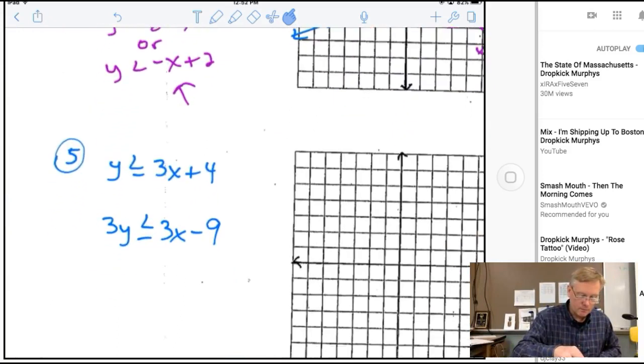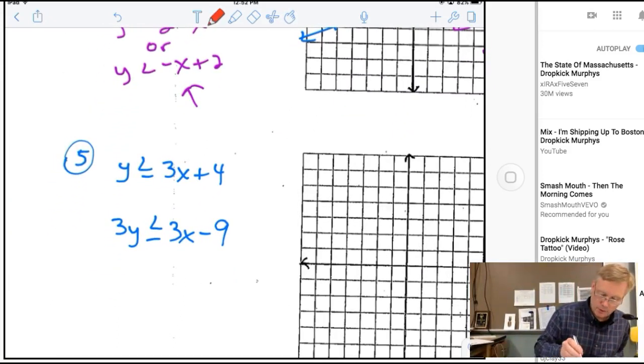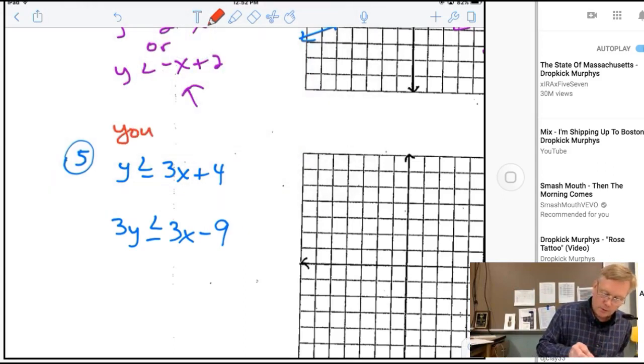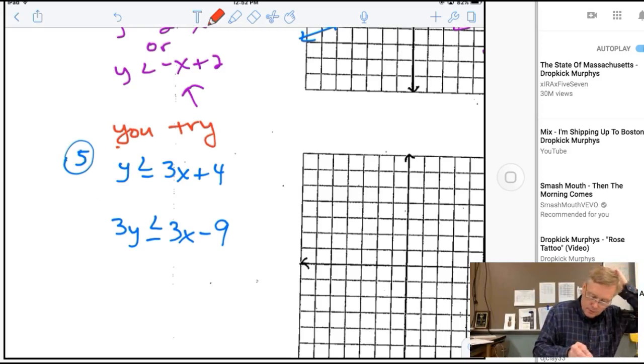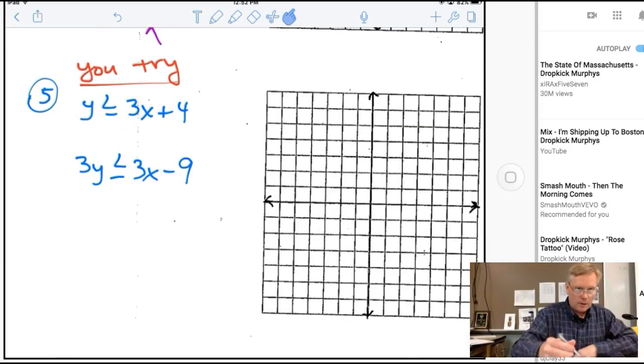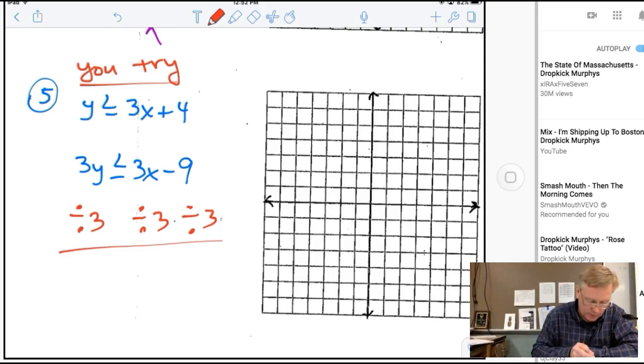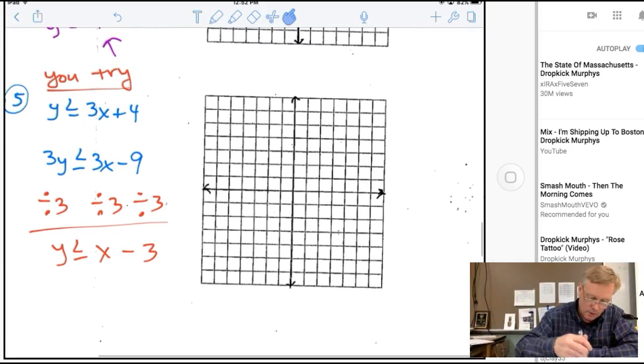Last one. This will be a you try. Try this on your own. The one thing we'll do together, if you know, you try, go ahead, and hit pause and come back. All right, welcome back. So the bottom one, I need to get y alone, which means I'm going to divide everything by 3. So I'm going to divide 3x by 3, 9 by 3, 3y by 3, and I get y is less than or equal to x minus 3, since 3 divided by 3 is 1 and 9 divided by 3 is 3, and there's my new inequality that I can graph.